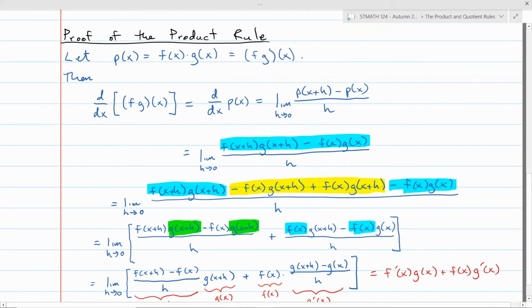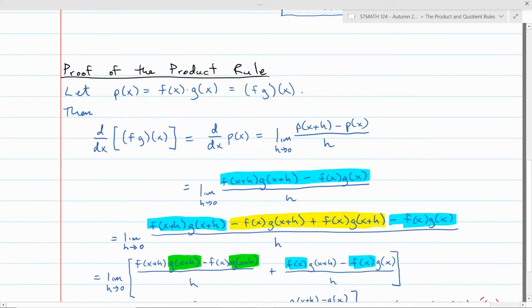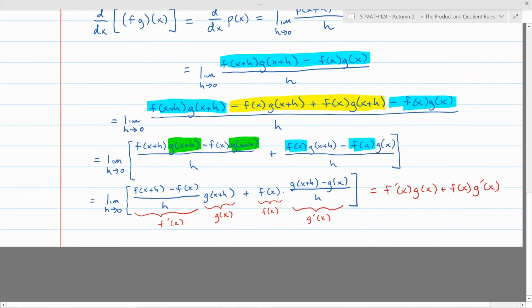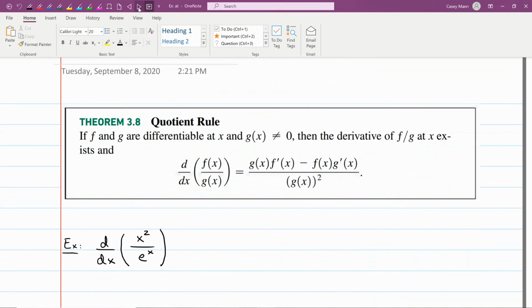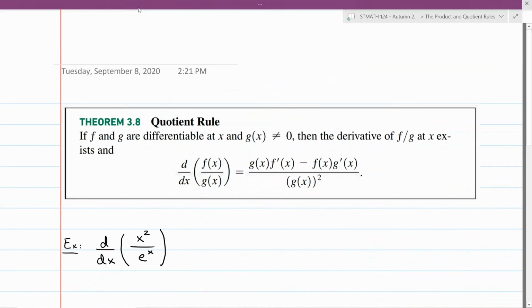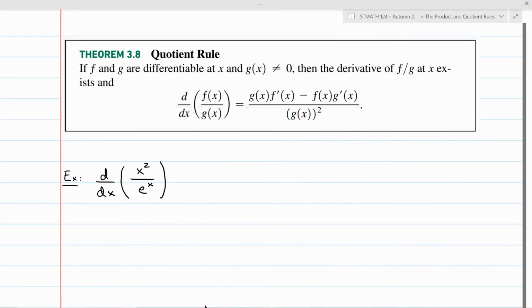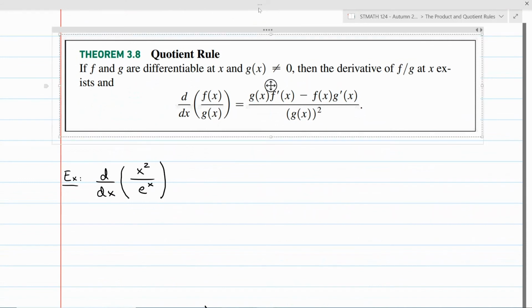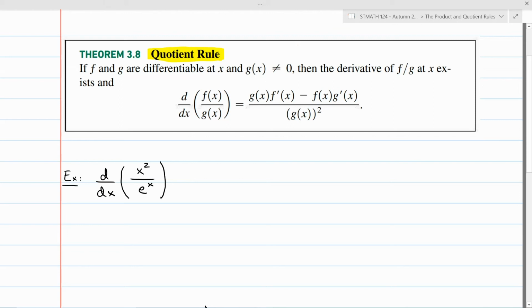I think trying to understand the product rule on an intuitive level is possible, but I haven't seen anything terribly convincing that just says, oh, here's intuitively why that rule is true. So anyway, that was the product rule, and now we come to the quotient rule. And of course the quotient rule tells us how to take the derivative of fractions.